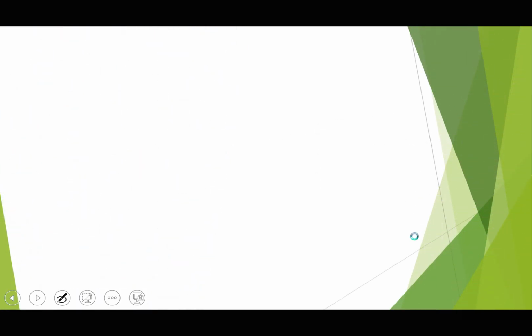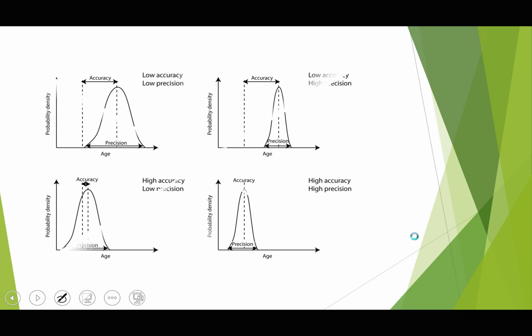Let's see a better distinction. This is a probability density against the age. Measurements have been taken, and when the distribution curve is drawn, the average is here. So you see this is showing a range between the true value. This is the true value of the age, and this is the average value of the measurements that have been taken.